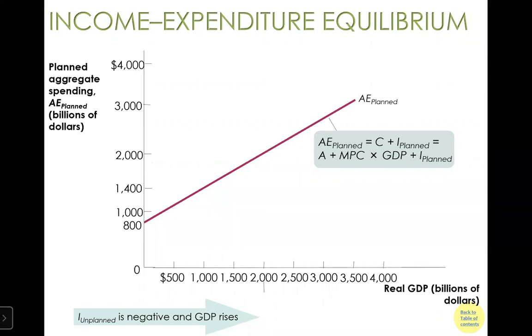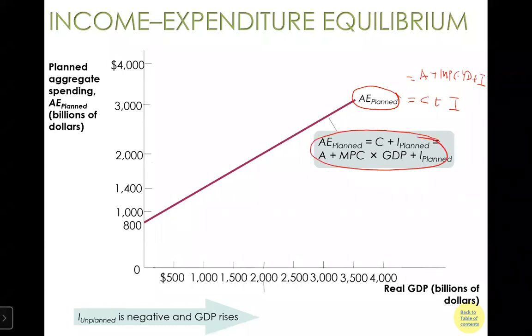So where do we start? We start with aggregate expenditure. Remember this equals C plus I, and also remember this equals A plus MPC times YD plus I. By the way, this I is planned investment. Okay, so this is where we start.